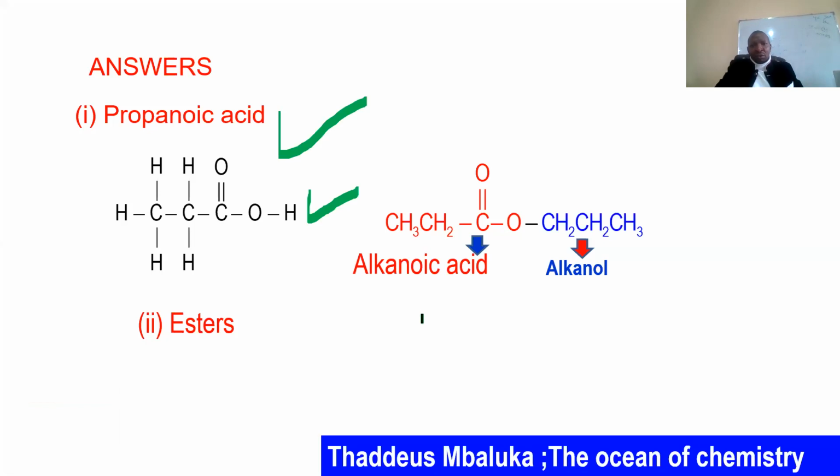And of course, these show you how to get it. From here, you get the alkanoic acid. From there, you get the alkanol. And you just count the number of carbon atoms: 1, 2, 3, propanol. 1, 2, 3, propanoic acid. So the name of that ester is propyl propanoate. This one is just showing you how to get the answer.